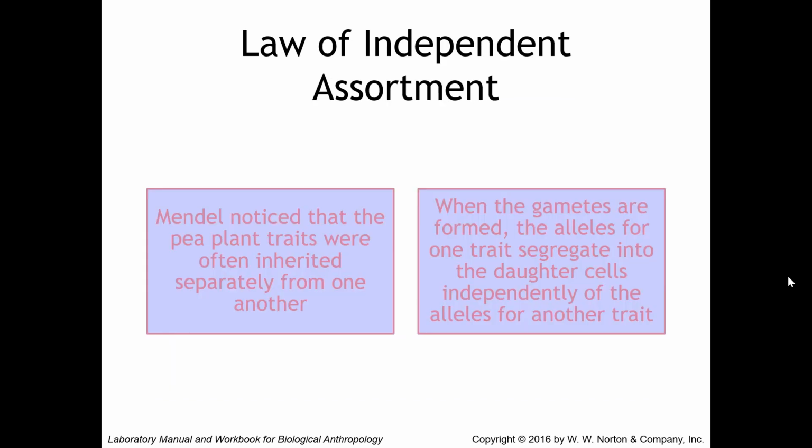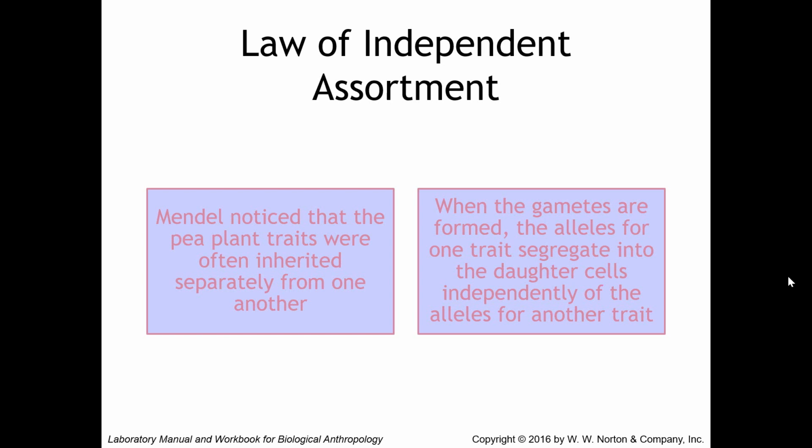Next is the law of independent assortment. Mendel noticed that the traits in the pea plants were often inherited separately from one another. An example would be that not all of the tall pea plants had yellow seeds. So this meant that the units for these traits were sorting independently of one another in the offspring.